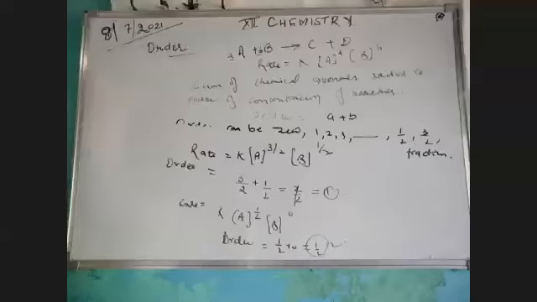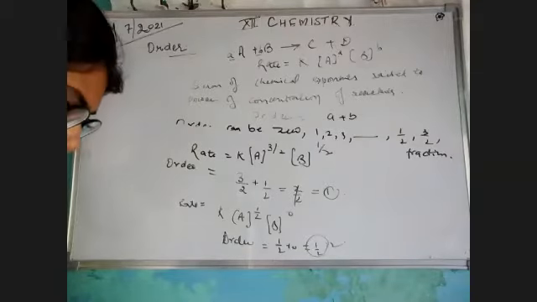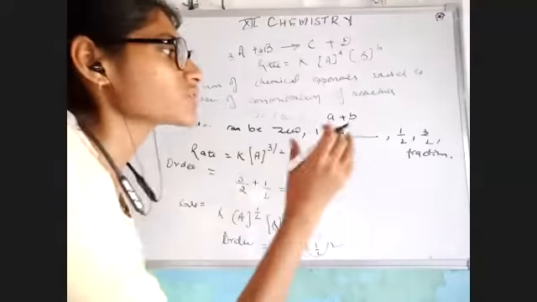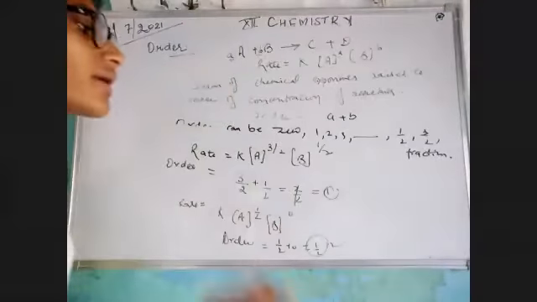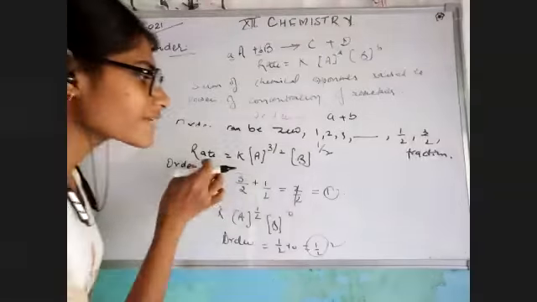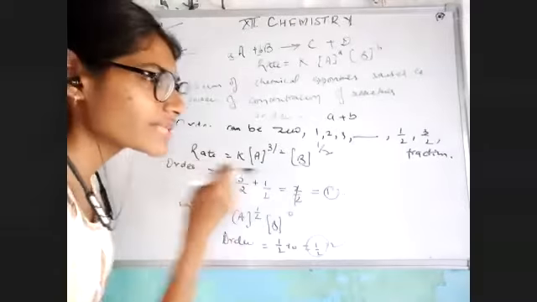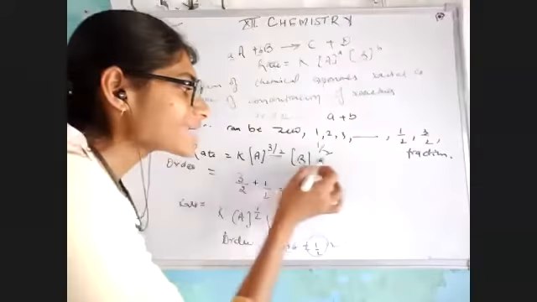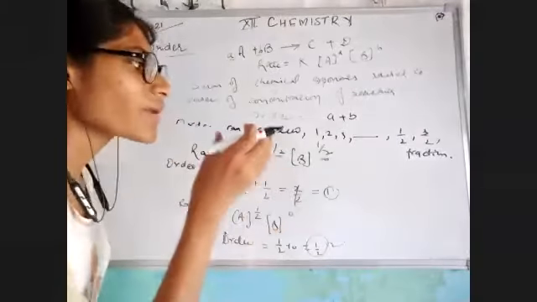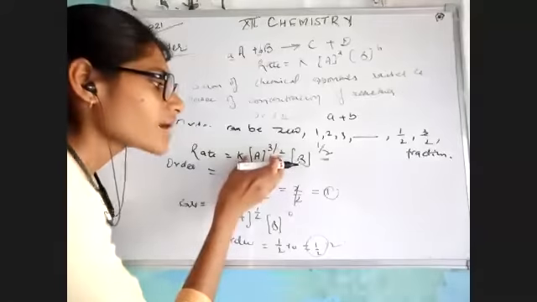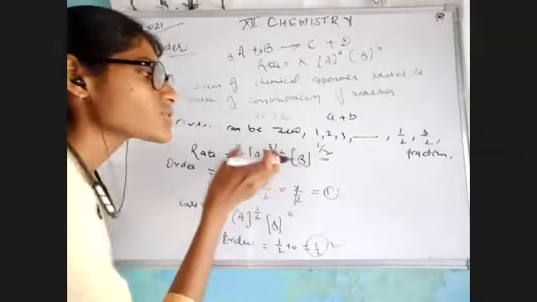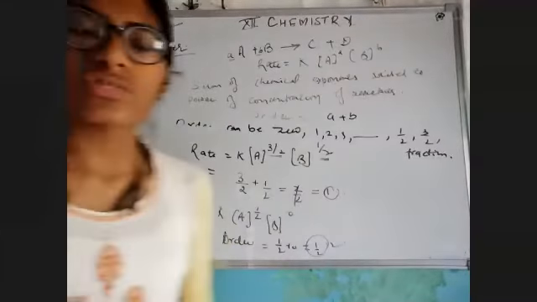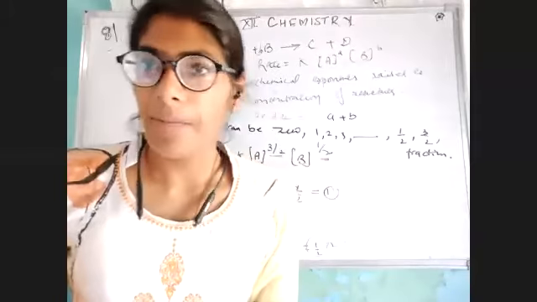Clear with this? So this was all I wanted to explain to you: the order can be determined experimentally. Order can be 0, 1, 2, 3, 1 by 2, 3 by 2, and so on. But if you are given the rate law, the equation of the rate, you can easily calculate order just by adding the exponents, the powers of the concentration of the reactants. Am I clear or not, children? Okay, so this was all I wanted to describe about order.